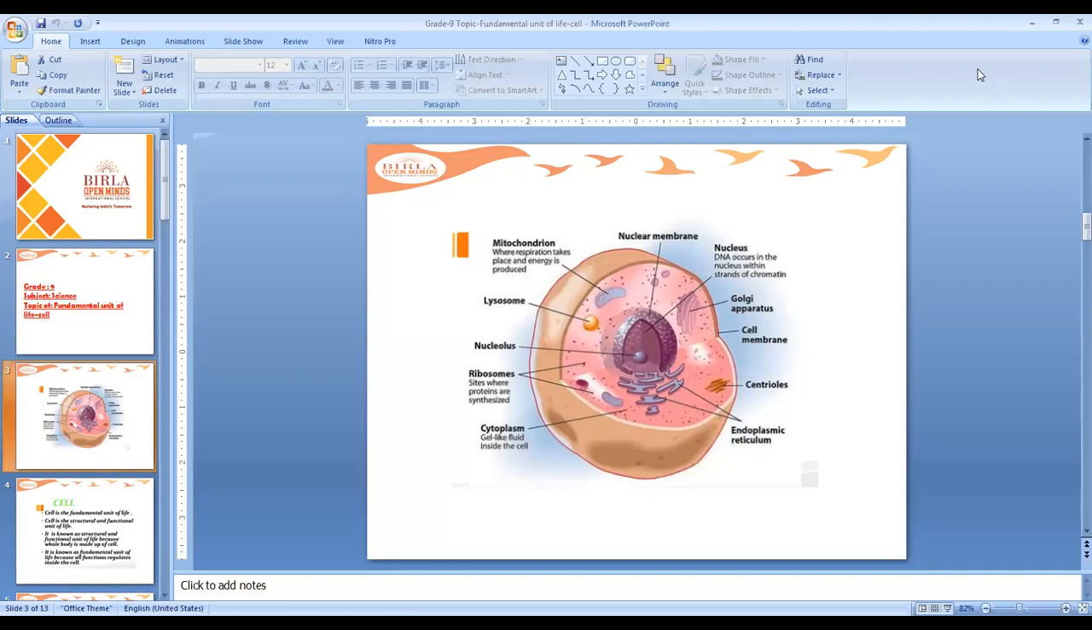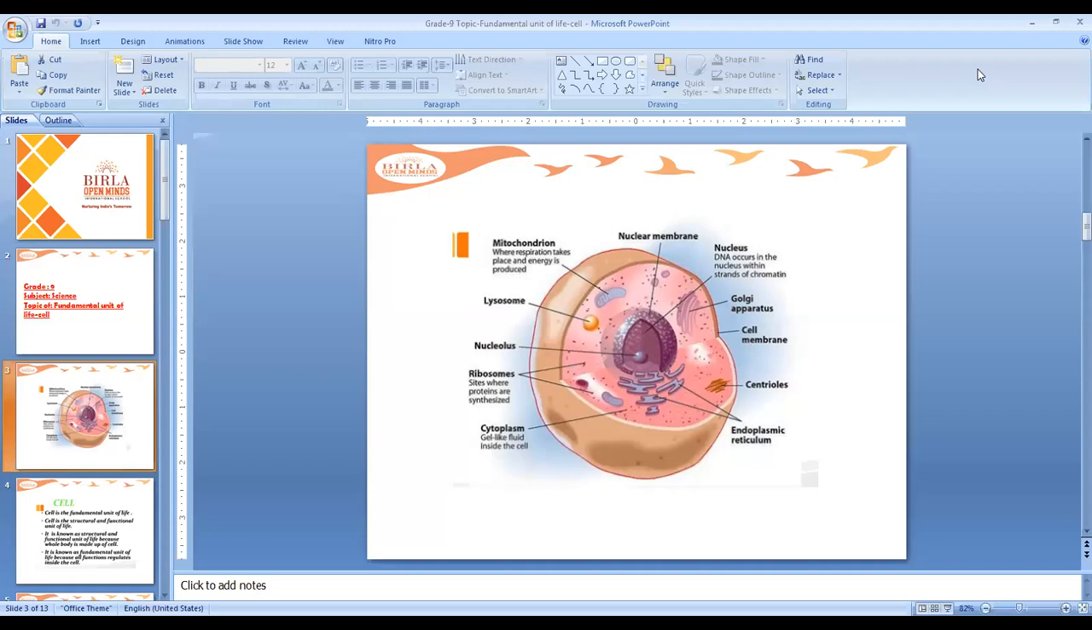Why is the plant cell green in color? Ma'am, because chlorophyll is present. What are the organelles, plastids, that are responsible for that green color? What is the organelle which is present inside the plant cell?